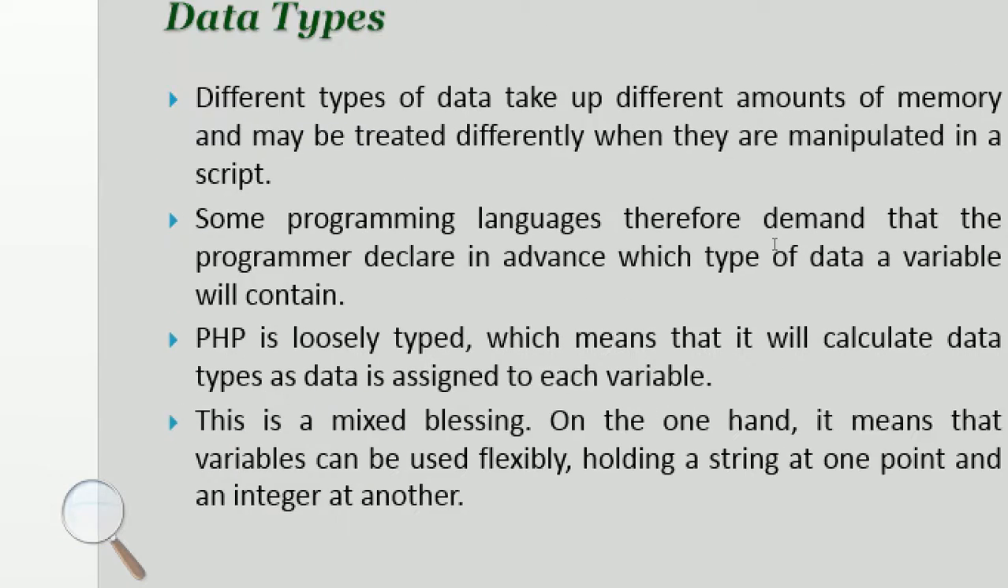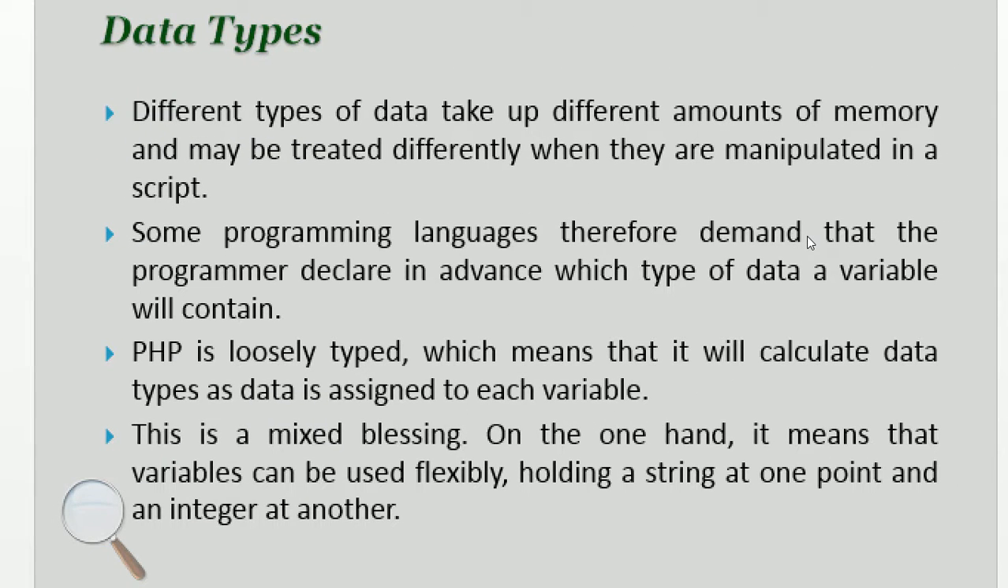So let's come to the data types. There are some different data types in PHP: character, integer, decimal, array, and boolean. Different data types take up different amounts of memory. That is a well-known fact, that if you reserve an integer, that will reserve a different amount of memory as compared to a character. If you reserve a decimal, it will reserve another different amount of memory as compared to an integer. Clear? So different data types reserve different memory spaces in your memory location.